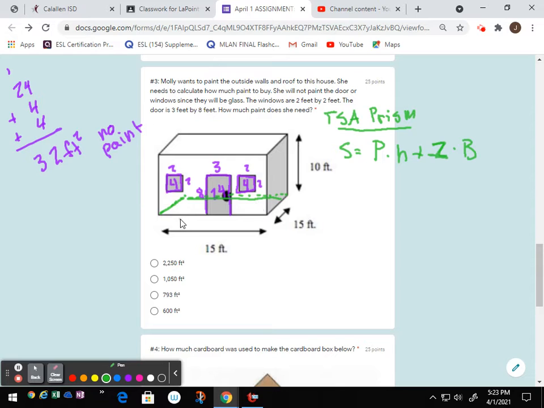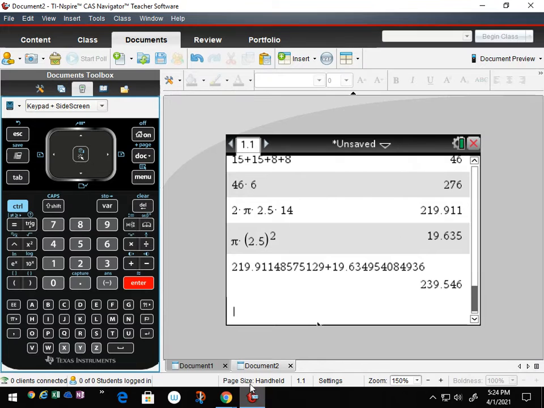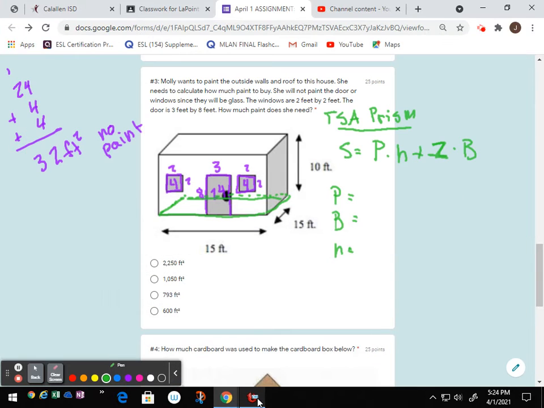So we got to find P, B, and H, all right? P stands for the perimeter of the base, so we can see our bases down here. We have 15 here, we have 15 here, okay? So if we have 15 here, we have 15 in the back. If we have 15 on the side, we also have 15 on the side. So we're doing 15 plus 15 plus 15 plus 15, which is equal to 60. So our perimeter is 60.